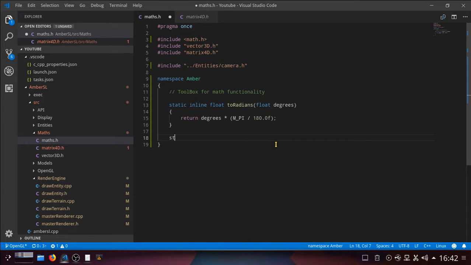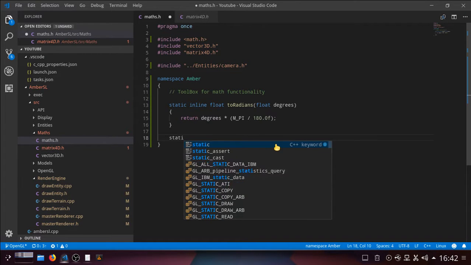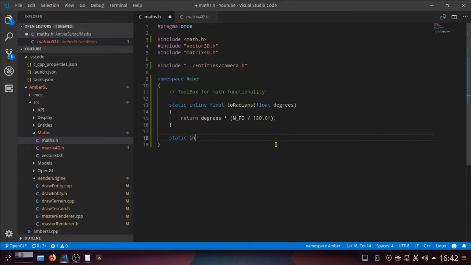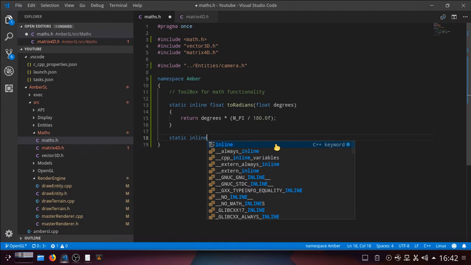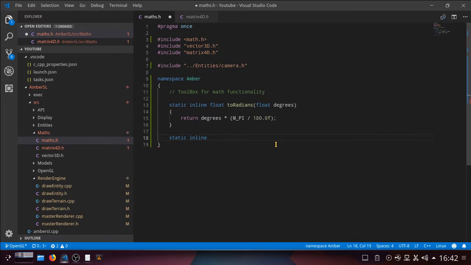Now we're going to need a static inline. Remember, all of these have to be static as well, because we want them floating around in non-space. We don't want anybody changing them whilst they're floating around. So it's just so that we can have access anywhere from our program, from absolutely anywhere. We can just get them. It's just a part of the Amber namespace. Yes. So it's a Mat 4 inline, Mat 4.